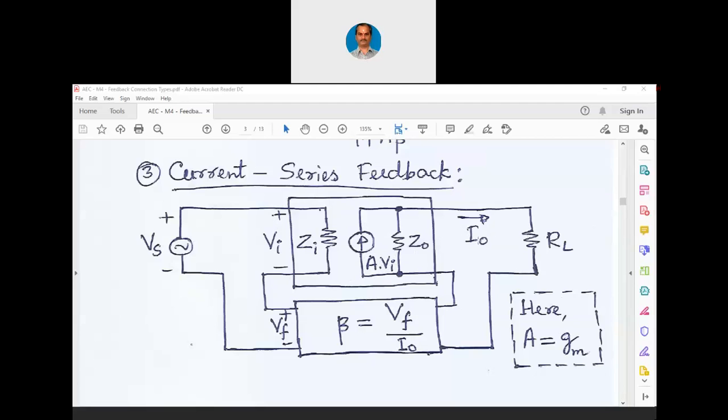When A is equal to I0 by Vi, it is current by voltage. Current by voltage is conductance. And as it is mutual or transferring, it is now GM itself, or transconductance. So please remember, in case of current series feedback, the gain is transconductance. In case of voltage shunt feedback, the gain was transresistance. You will have to remember these diagrams in that way only, and then only you will be able to derive the equations.